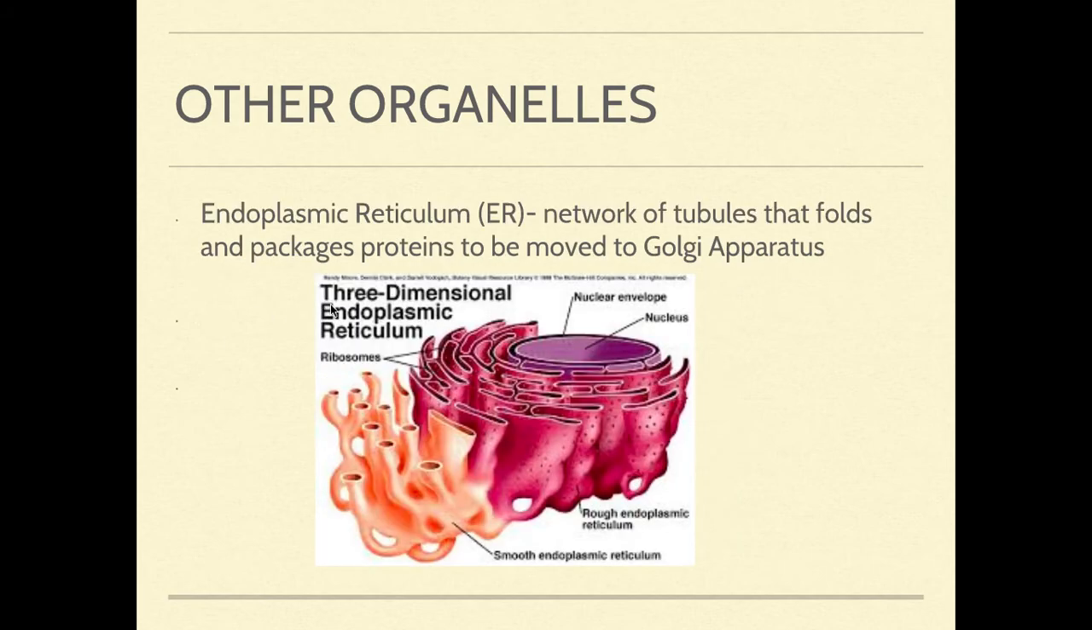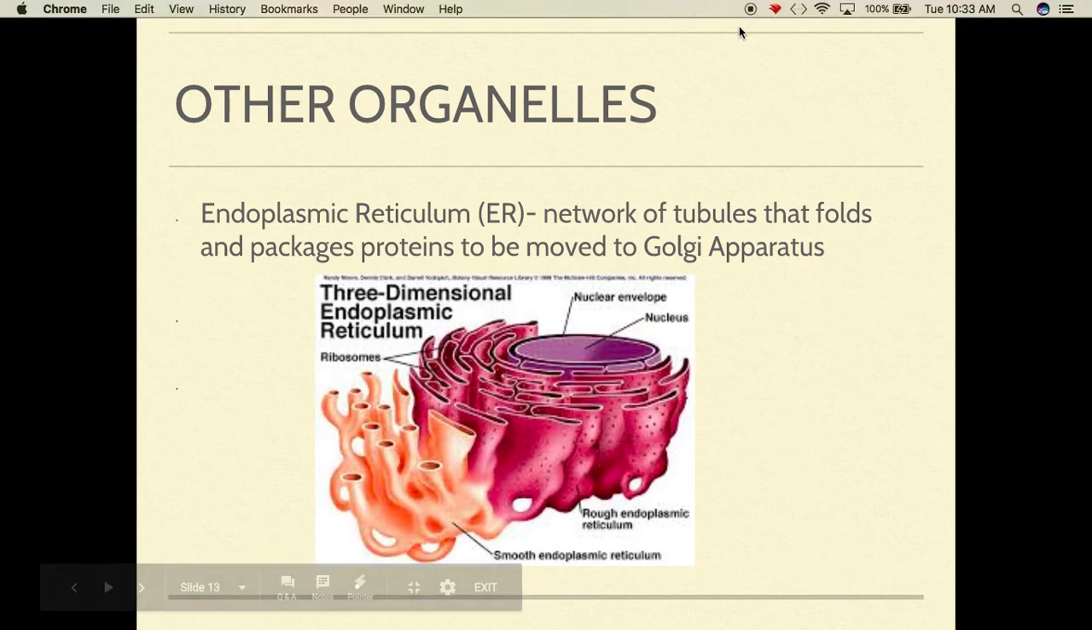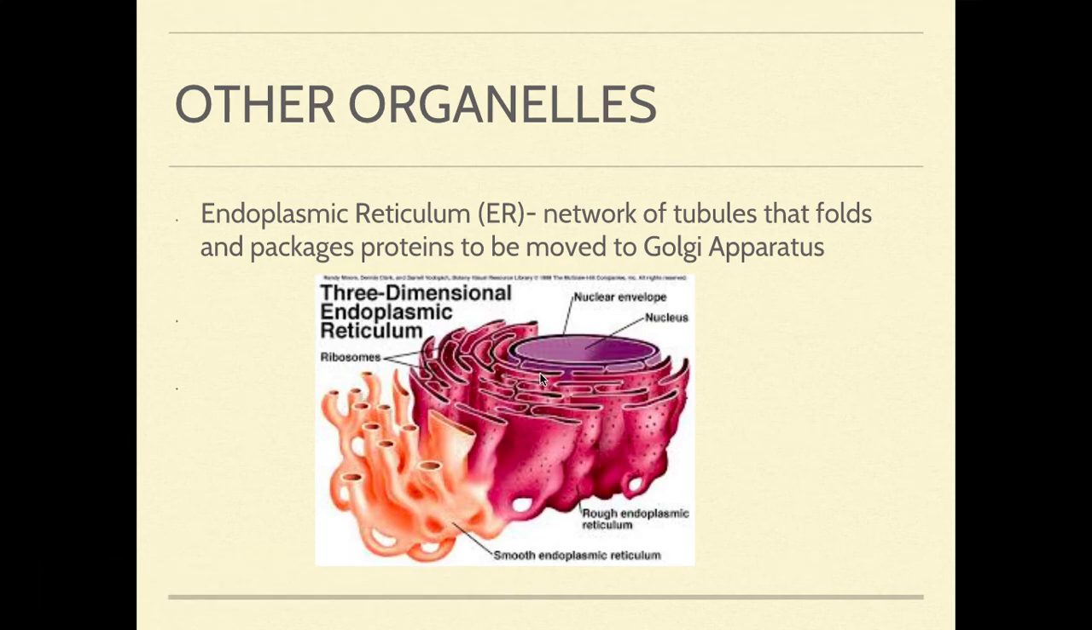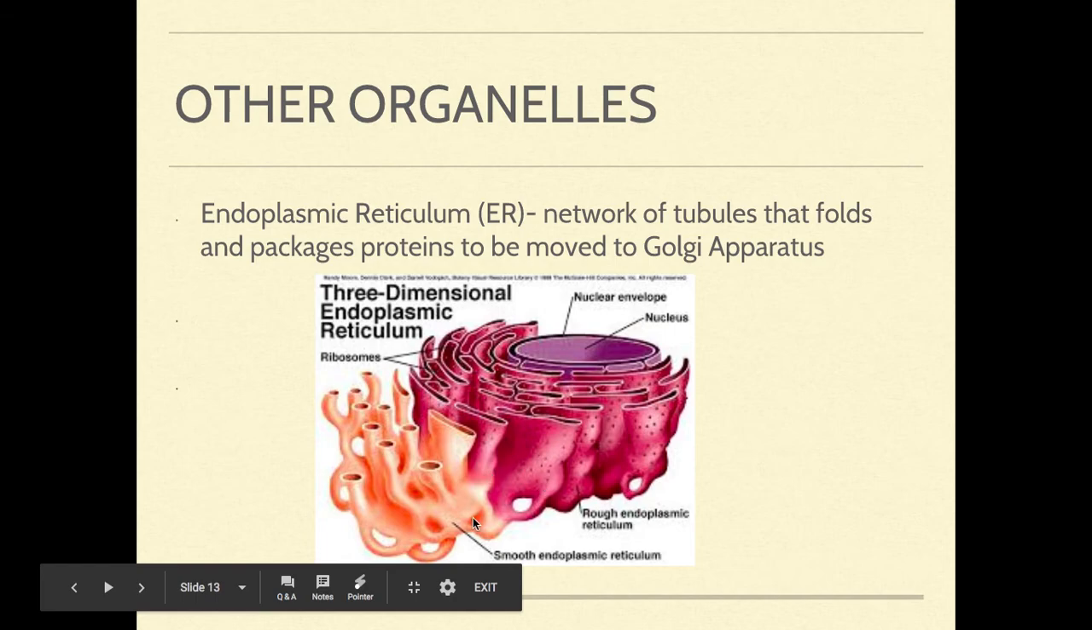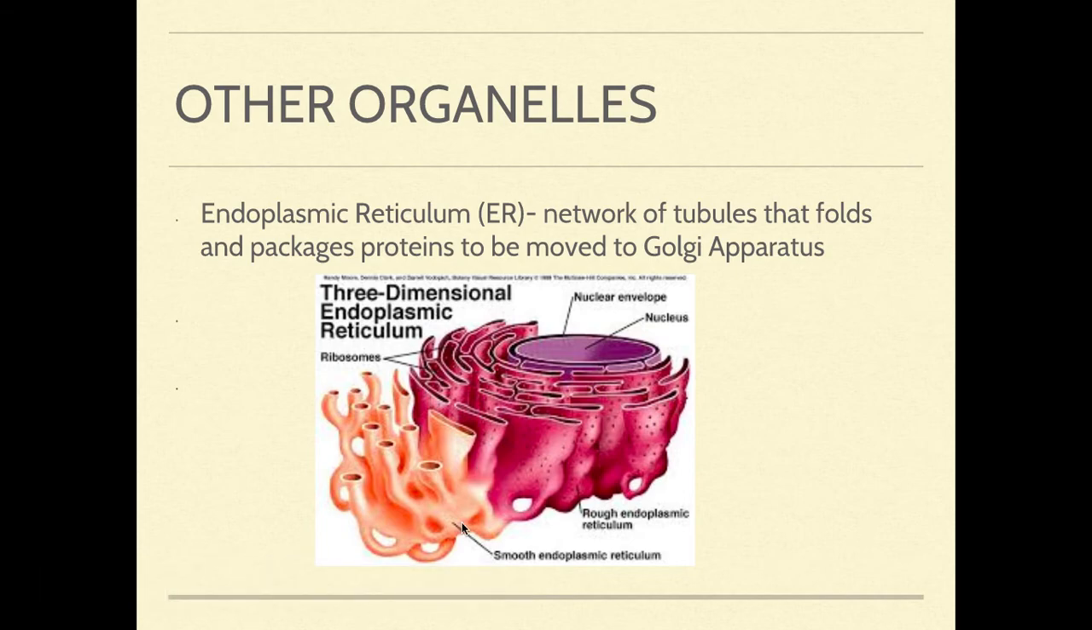The endoplasmic reticulum is a network of tubes that folds and packages proteins. They go to the Golgi apparatus. There's two versions of the endoplasmic reticulum. Again, you can just abbreviate it ER. The rough endoplasmic reticulum, the reason it's called rough is because there's ribosomes attached to it, so it looks bumpy. And the smooth, again, is just lacking in ribosomes.